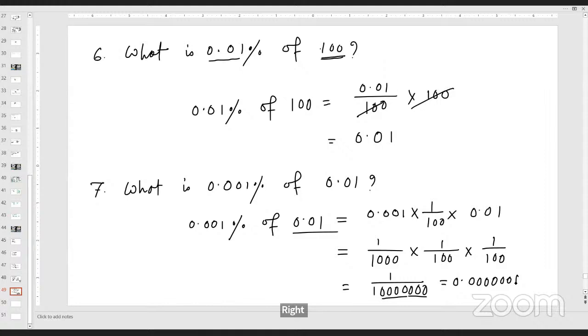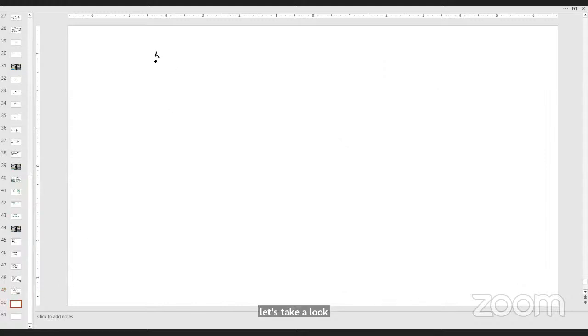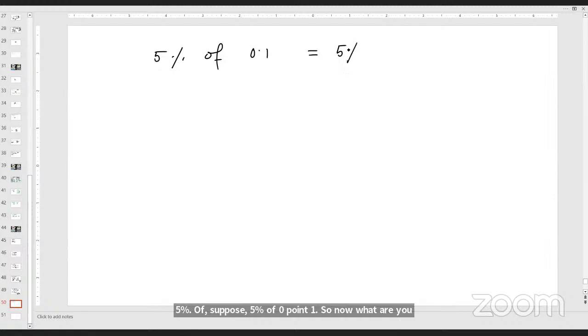Has everyone understood? Sir, I did not understand. Okay, fine. Now let's take a look at a problem like this: suppose 5% of 0.1. So now what are you going to do? We can write down 5% multiplied by 0.1, right? This is okay?